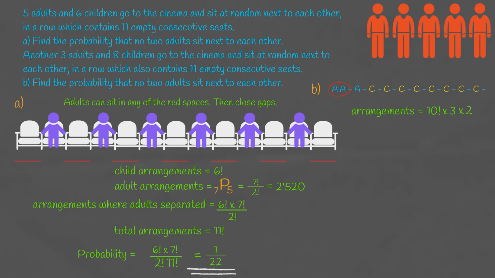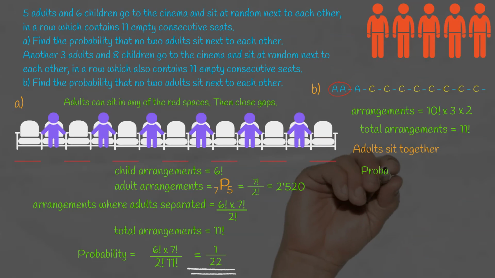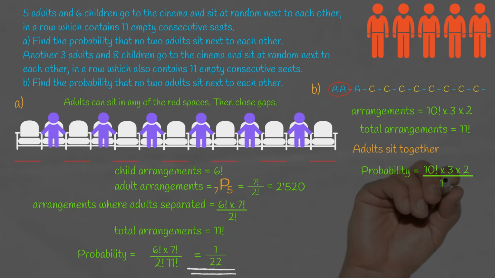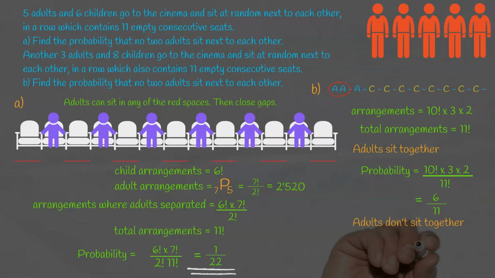Now the total number of arrangements again is 11 factorial, so the probability that the adults sit together is 10 factorial times by 3 times by 2 divided by 11 factorial, which is 6 over 11. And as probability always adds up to 1, the probability that the adults don't sit together is 5 over 11.